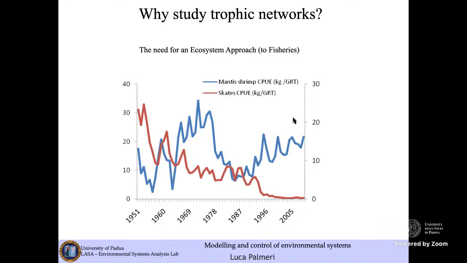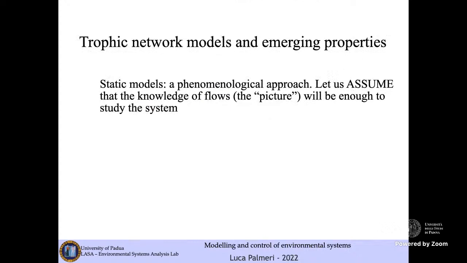This is why we need an ecosystem approach to manage fisheries, because we need to understand what we are doing in terms of fisheries. For example, what we are doing when we are catching higher trophic level organisms like scales and giving space to the growth of lower trophic level organisms. This is how trophic network models may be employed to study emergent properties of complex ecosystems.